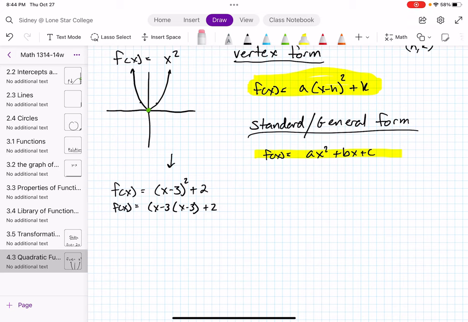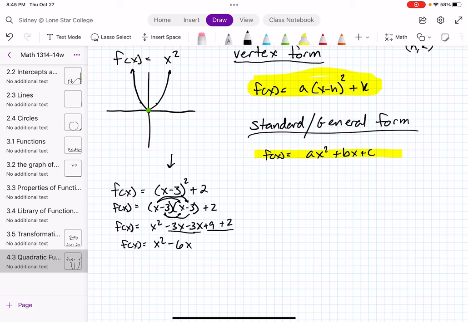But when I multiply this out, I got x times x is x squared, x times minus 3 is minus 3x, negative 3 times x is minus 3x, and negative 3 times negative 3 is positive 9. I'm going to once again bring down that plus 2. Now, when I start to combine like terms, what you'll notice is I have an x squared, I have minus 6x, those pieces right there, and then I have plus 9 and plus 2 is plus 11.